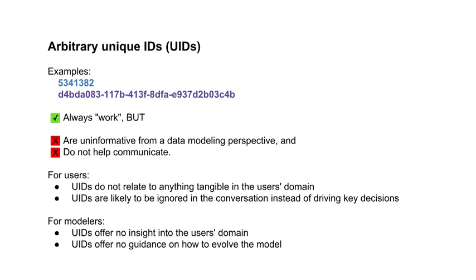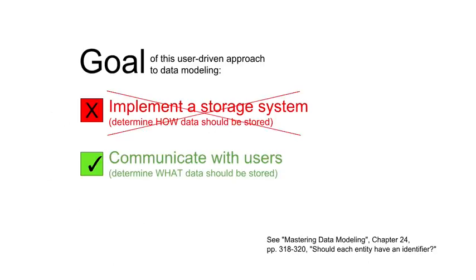For modelers, unique IDs offer no insight into the user's domain, and they offer no guidance on how we should evolve the model. The goal of this user-driven approach to data modeling is to determine what data should be stored, and not how it should be stored. What, not how, will be a recurring theme in this course. To do this, we need to communicate precisely, and the process around identifiers offers an excellent way to do that.